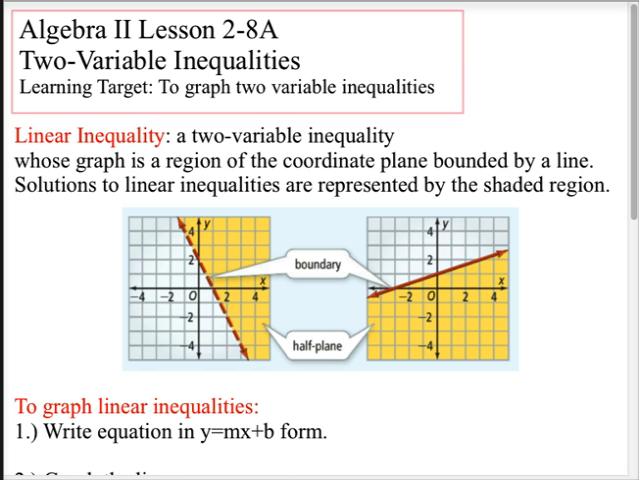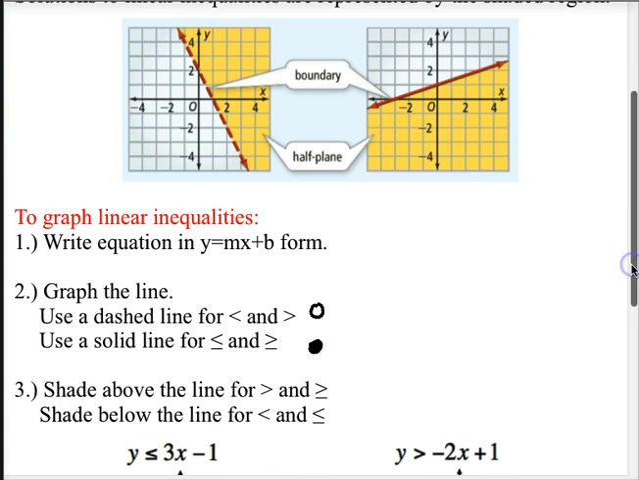All right, so you've seen these before, so that really shouldn't be anything new. But here our solutions are dealing with shaded regions instead of just the line itself. And again, we're dealing with shading, but it's also important to know the boundary. We're going to dash the boundary if it's not part of the solution. We're going to have a solid boundary if we are including it in the solution.